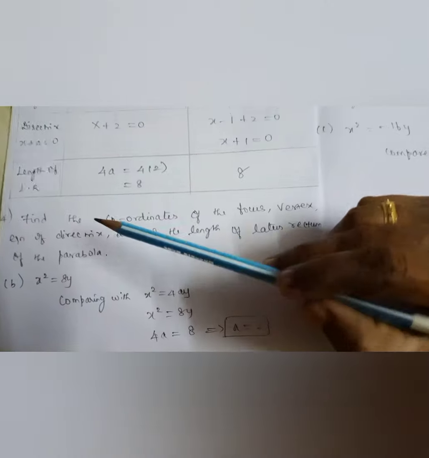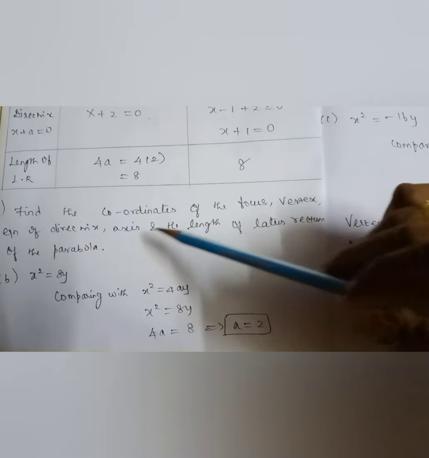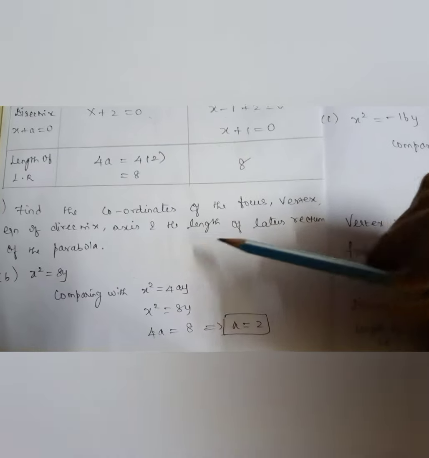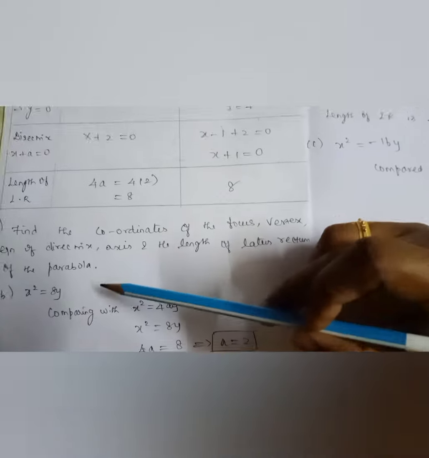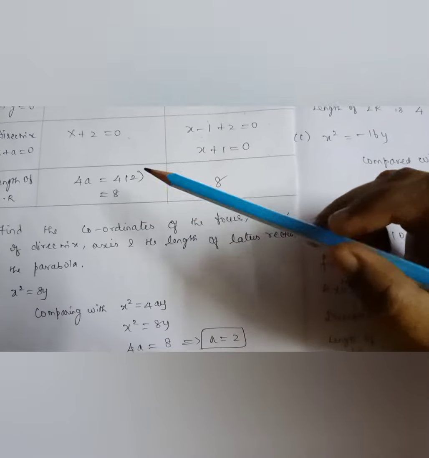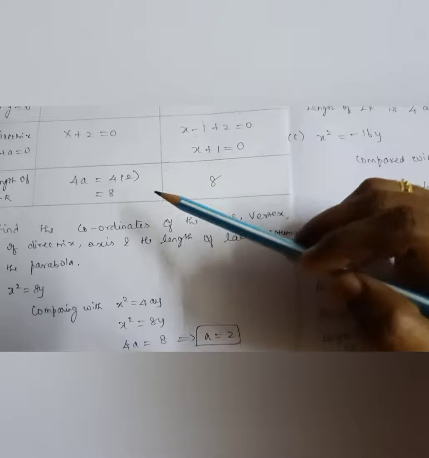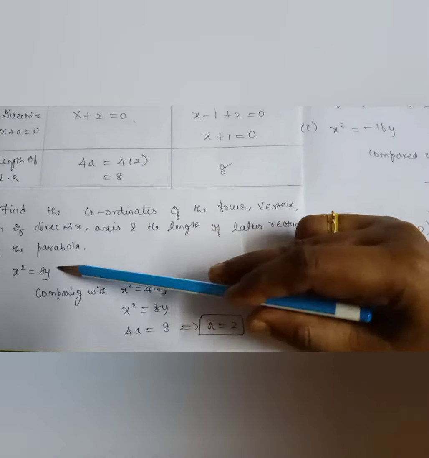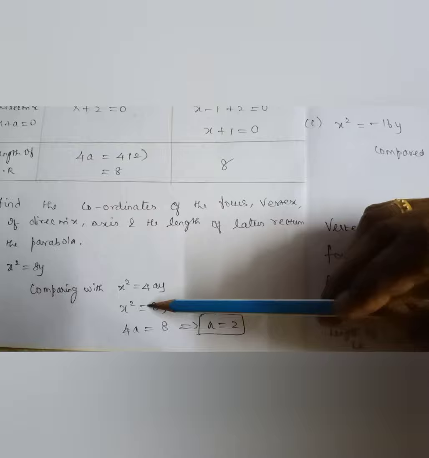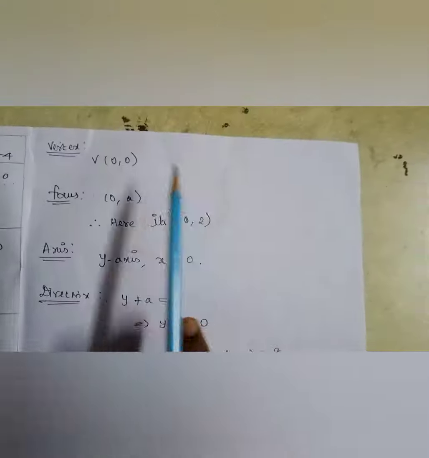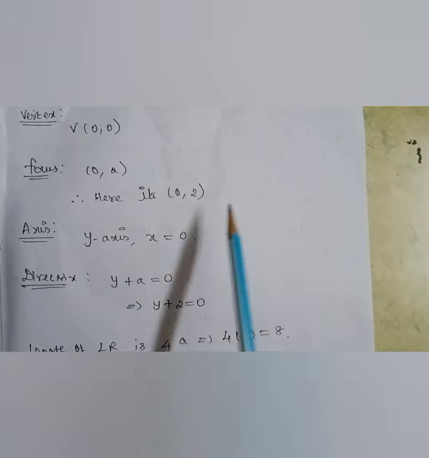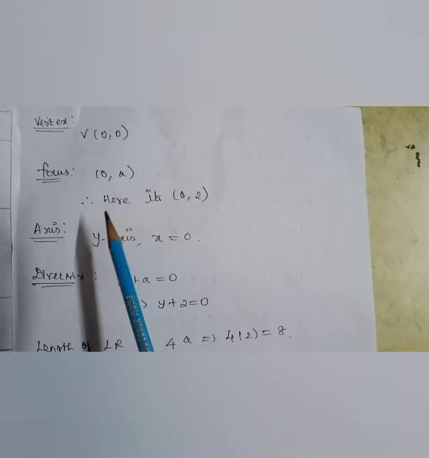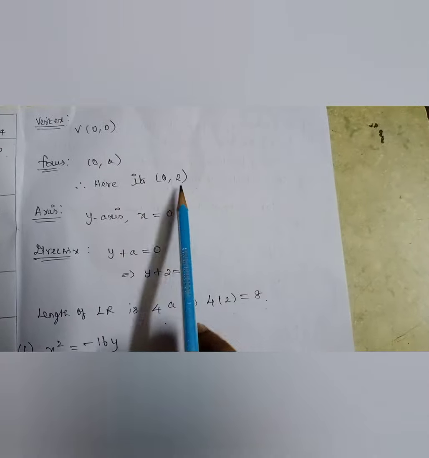Now the fourth sum, this will be coming in the 3 marks. Find the coordinates of the focus, vertex, equation of directrix, axis and the length of latus rectum of the parabola. See the B sum, x square is equal to 8y. It should be either x square is equal to 4ay or x square is equal to minus 4ay. Since it has a positive sign, comparing with x square is equal to 4ay, 4a equal to 8, so a is equal to 2. Now I will go ahead with finding the vertex, focus and everything. The vertex is 0, 0. Since we are not having the transformation, we will not have the tabular column here. You understand? Okay.